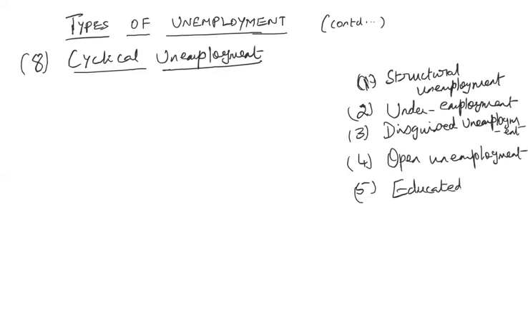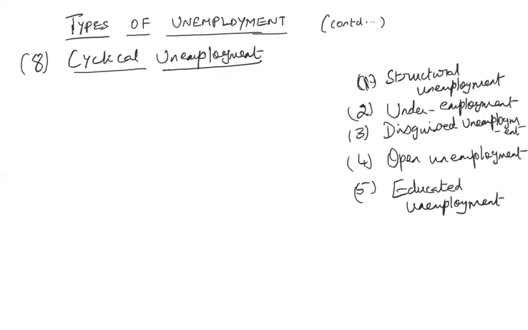Next, what we checked was educated unemployment. When an educated person, in spite of having the proper qualification, education and skill, is not able to find a job for a quite considerable period of time, that is educated unemployment. Mostly educated unemployment comes under the category of open unemployment.